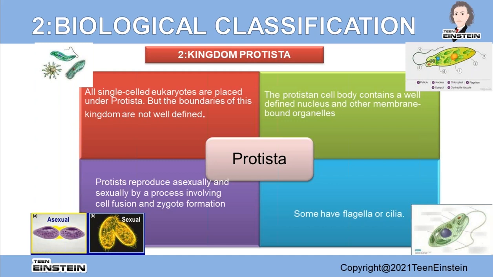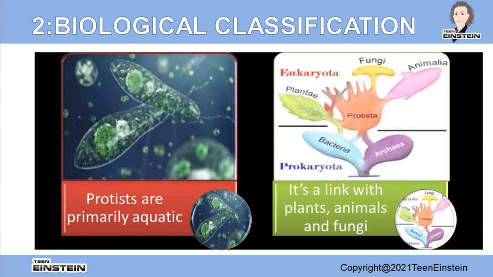Eukaryotic means they have a membrane bound nucleus and other organelles are also present. And photosynthetic forms are present, so chloroplast is present. And the locomotory organs, flagella and cilia, are present in kingdom Protista.